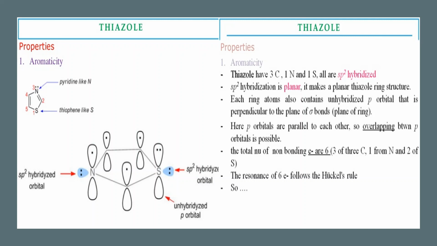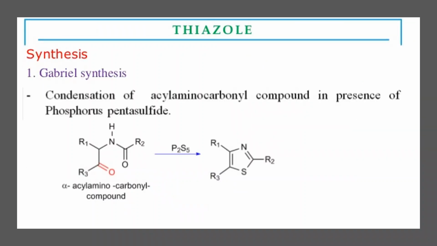Aromaticity is similar to that of the others, but it is more aromatic than your oxazole because sulfur is less electronegative and it donates its electrons more, and that's why it is more aromatic compared to your oxazole. Rest all things are similar: they're planar, conjugated. Your sulfur donates the lone pair to satisfy Huckel's rule, 6 electrons. So that's about the aromaticity of your thiazole.